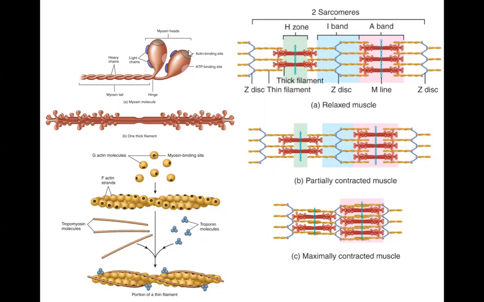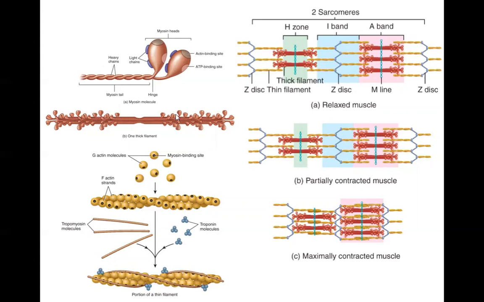There are 2 major binding sites on each head of a myosin molecule. The ATP binding site, where ATP binds to energize it into its cocked or extended position. And then the actin binding site, where that myosin head can attach to an actin molecule. Okay. Now this is just one myosin molecule.